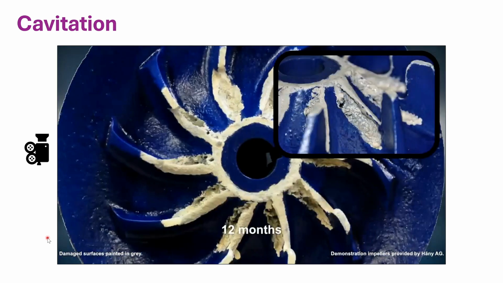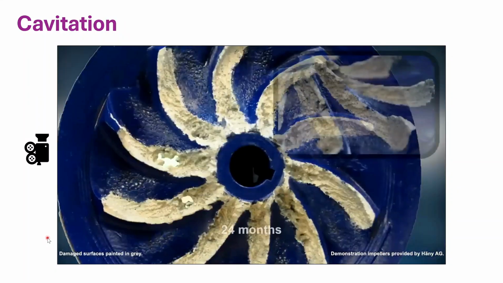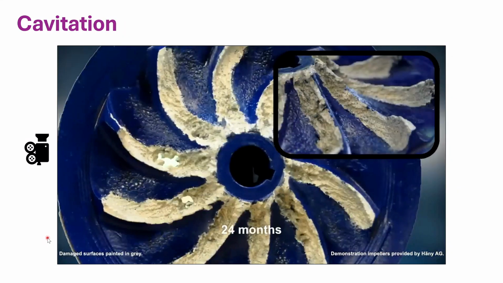After a year of operation under cavitation, the damaged geometry has a different shape, and therefore the flow has a different pattern. The collapsing cavitation bubbles cause material break-off at the top edge of the blades. After 2 years, the blades have been eroded completely, which makes it impossible for the pump to function.